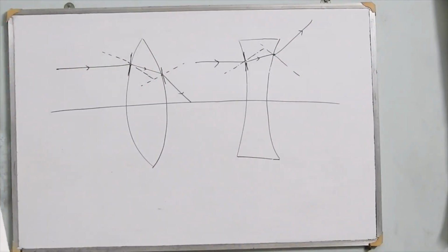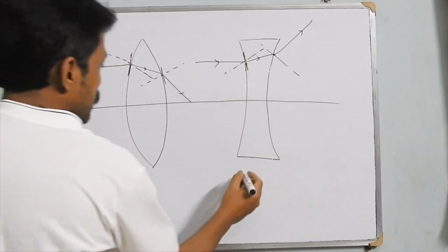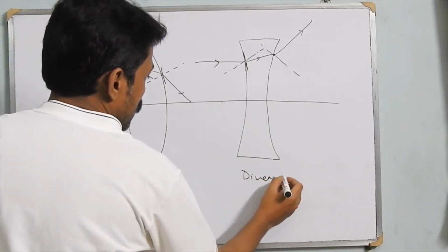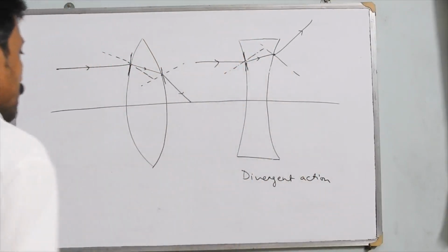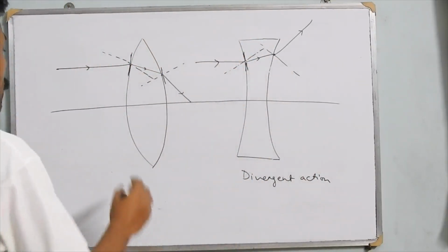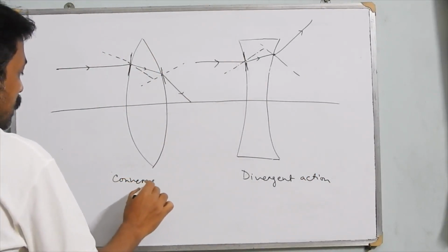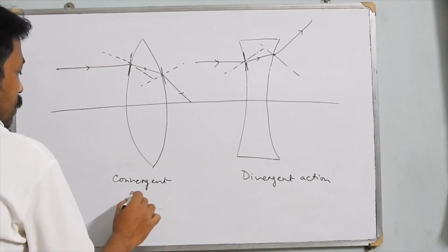So definitely in this situation, the ray is deviating away from the principal axis, and so this is called a diverging lens. The rays move away from the principal axis or towards the edge of the lens, and in the case of a convex lens, the rays after incidence and getting refracted move towards the principal axis or towards the middle of the lens. So it is of convergent action.